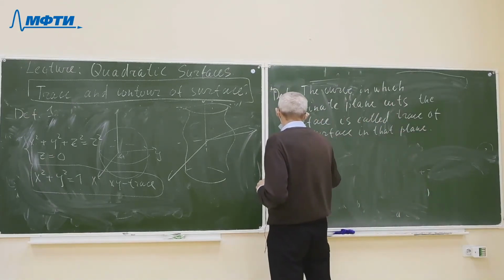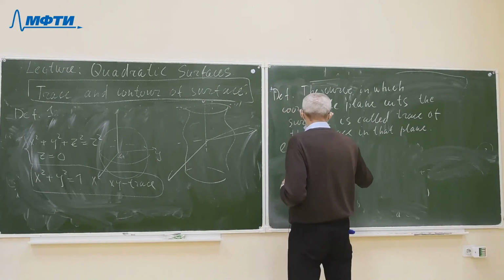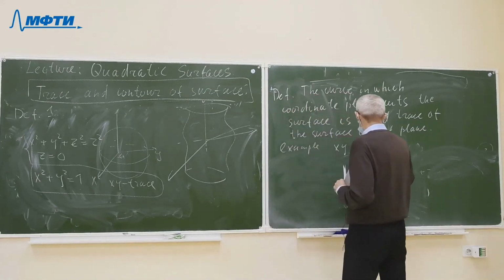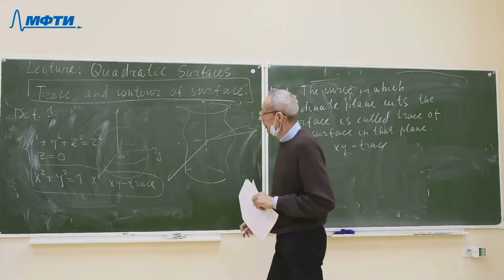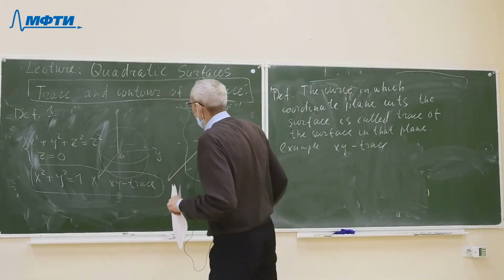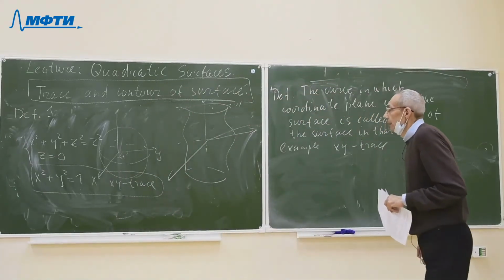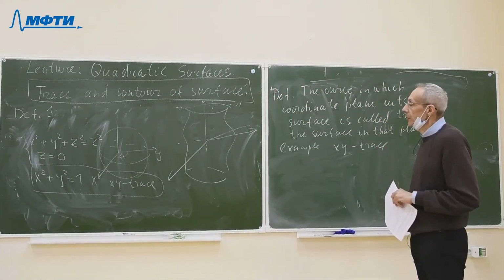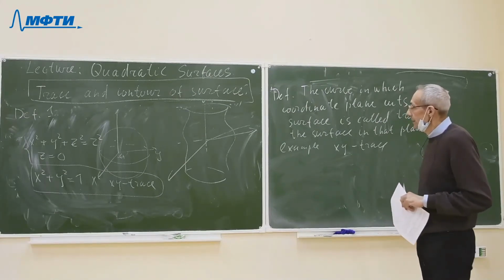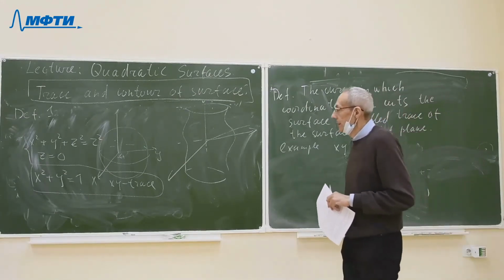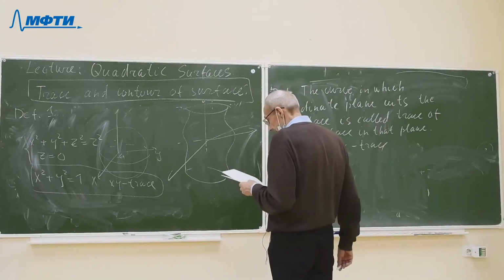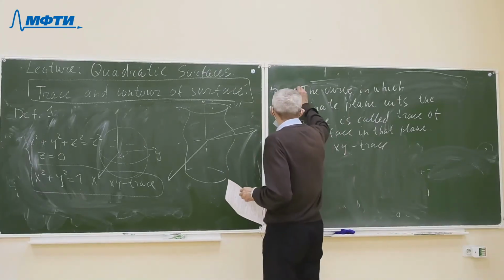Example: XY trace. In this case, we obtain that the XY trace is a circle, the XZ trace is a circle, and the YZ trace is also a circle. And the definition 2.